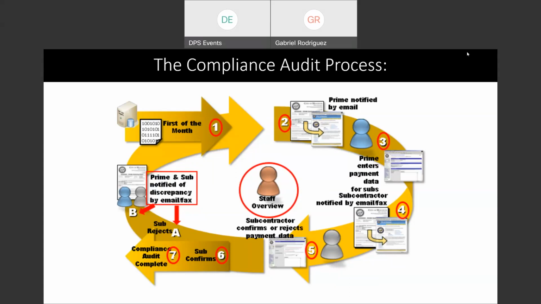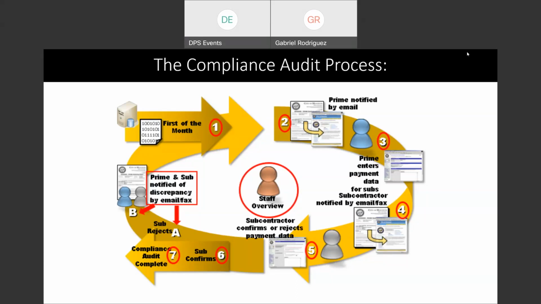Now there are issues. Instead of creating 7A and B, what I always suggest to my primes and my subs is, before you create and before you hit no, which will create what we call a discrepancy, I encourage everybody to call the person or the prime contact to say, you reported something. I didn't want to create a discrepancy. I need somebody, whoever you speak with, to resolve the discrepancy before it becomes a discrepancy.